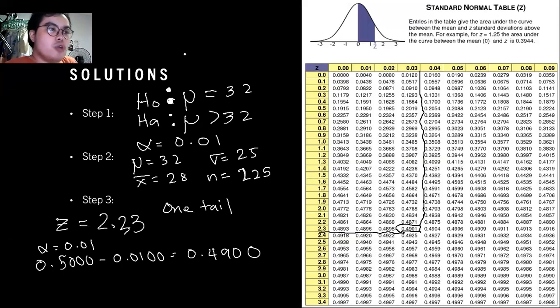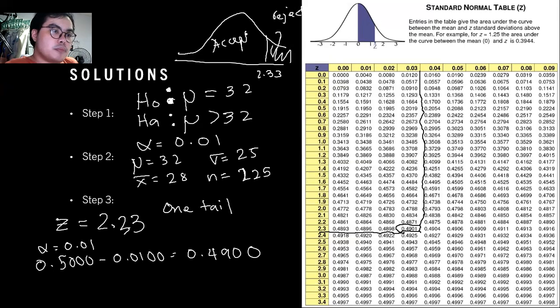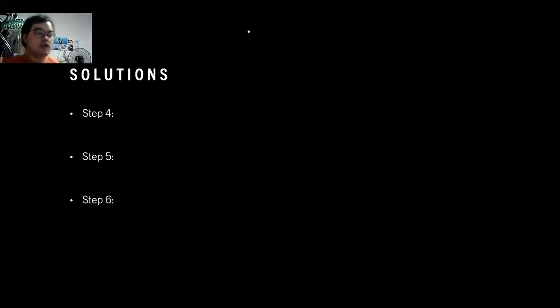Okay, so now we're going to use the normal curve to represent this. This is 2.33. Since it is greater than, the critical value is 2.33. So we're going to shade the right side. This is the reject region, and the rest is accept. Okay? So let's see what will happen.